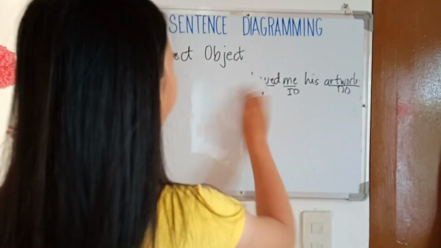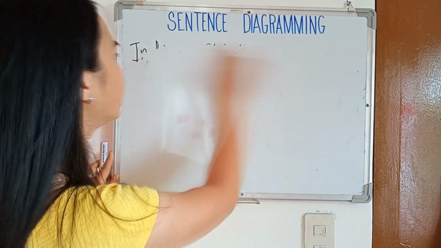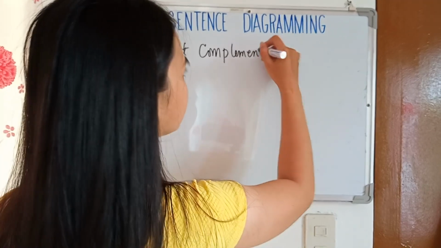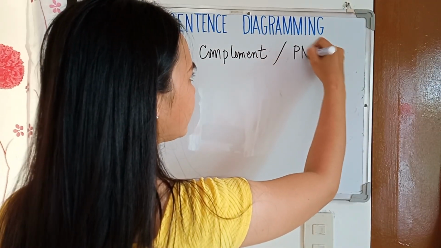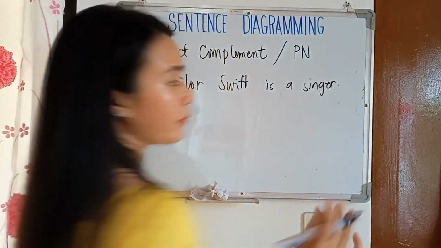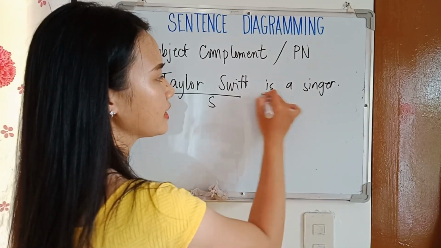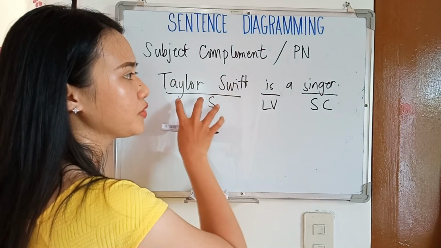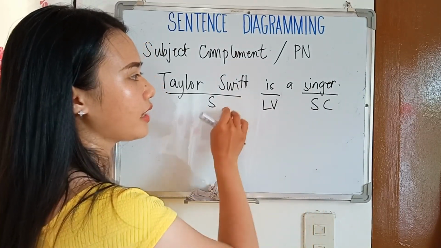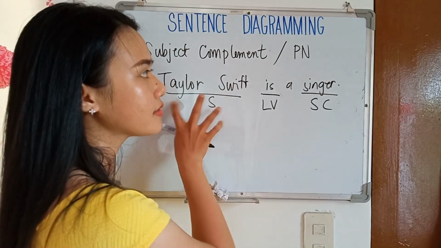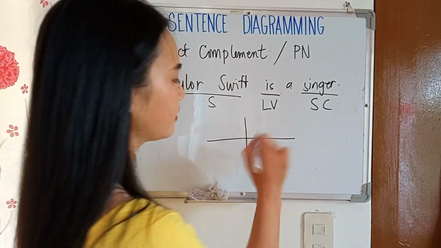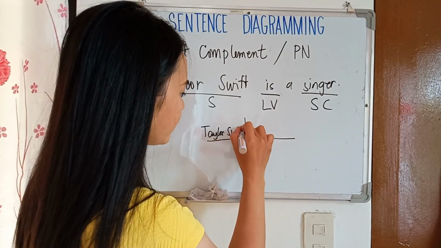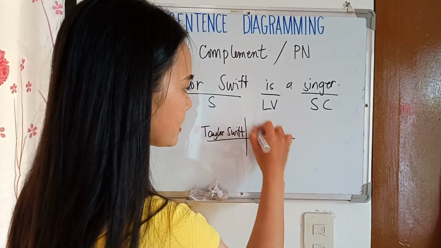Now, what if what we have after the verb are not objects, but instead we have complement. Complement, or what we know as predicate nominative. The pattern of this sentence is S, LV, this is a linking verb, and then this is the subject complement. Okay, Taylor Swift is the singer in the sentence, and then the singer here is Taylor Swift. This verb links only the subject to its complement. Horizontal line, then vertical line. So Taylor Swift, the subject is here.